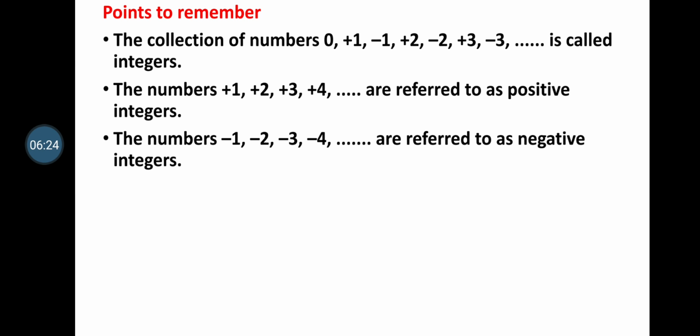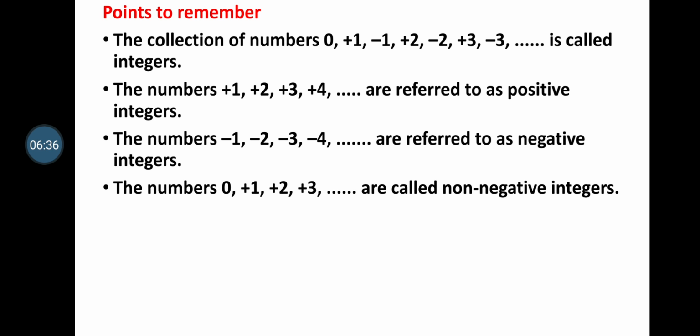The numbers minus 1, minus 2, minus 3, minus 4 are referred to as negative numbers. So for a negative number, we need to specify before it that it is minus. Okay, then only it is a negative number. The numbers 0, plus 1, plus 2, plus 3 are called non-negative integers. Okay, non-negative, it is not negative. So the positive integers are called non-negative integers.